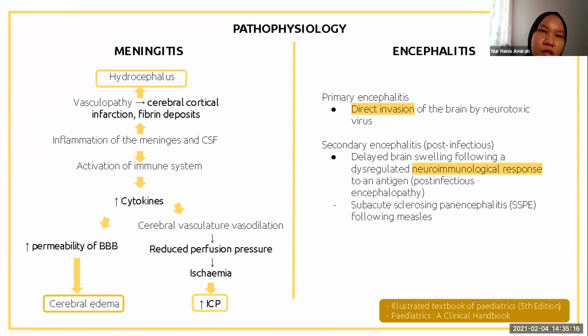So I'll search for it, but it may be because of the ischemia, then it causes a compensatory mechanism which increases the blood pressure and causes the increase in ICP. Also, it can be caused by the cytokines themselves that can cause the increase in ICP. Thank you.